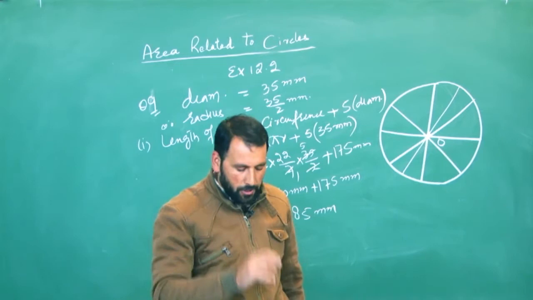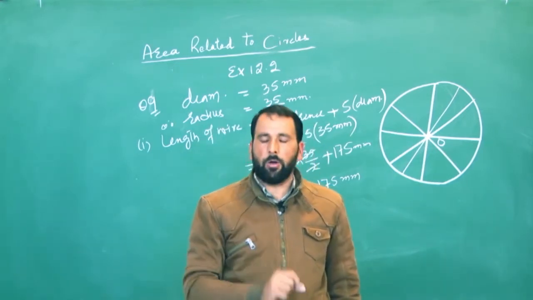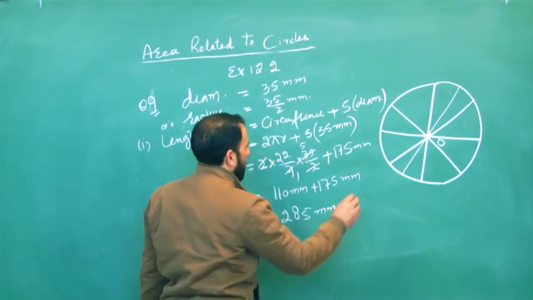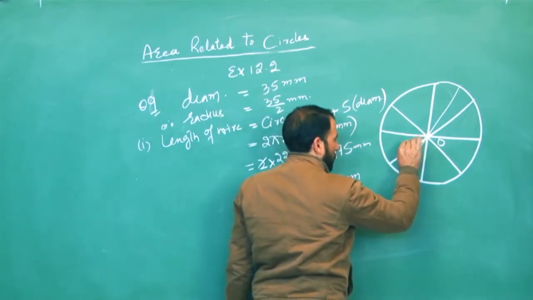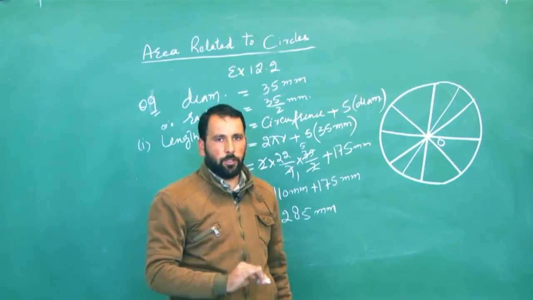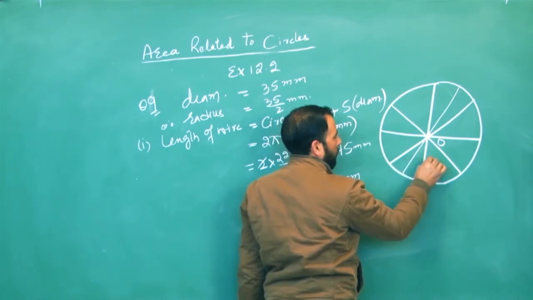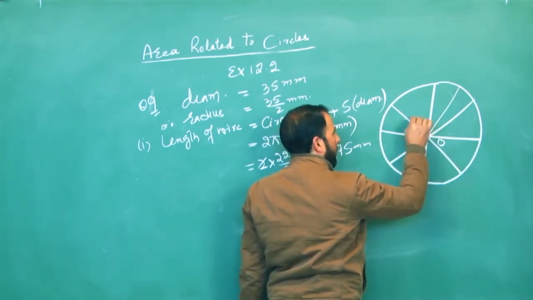285 millimeter is the total length of the wire which we use in making this circular brooch along with the 5 diameters. Now the second part of the question is the area of each sector of the brooch. This brooch is divided into 10 equal sectors by these 5 diameters: 1, 2, 3, 4, 5, 6, 7, 8, 9 and 10.